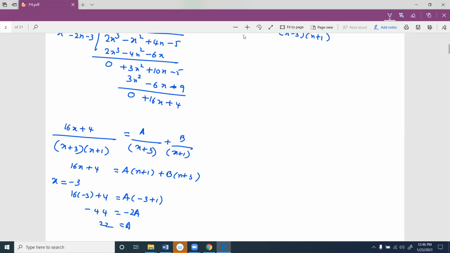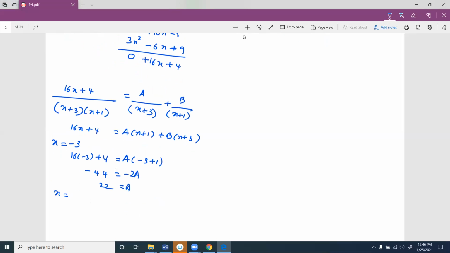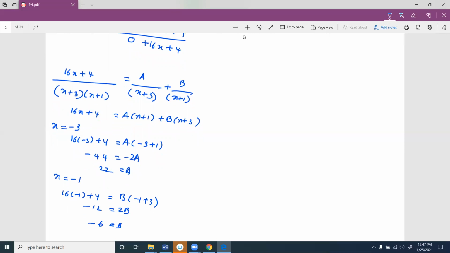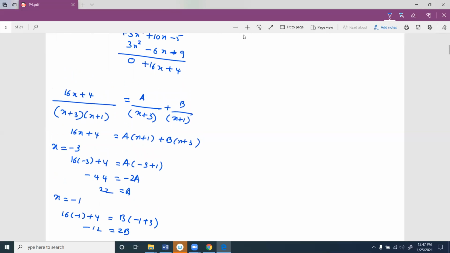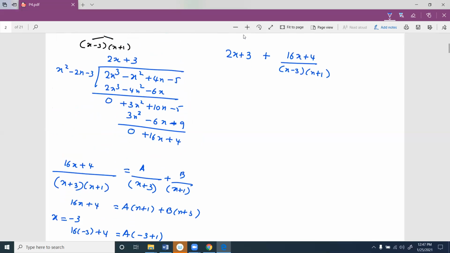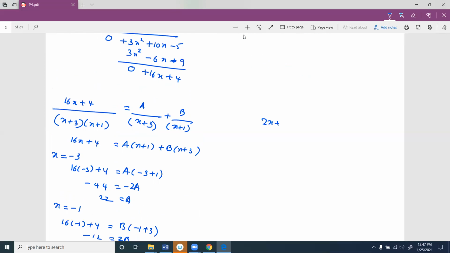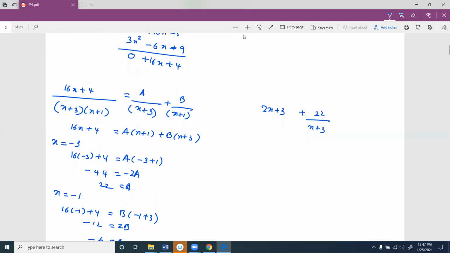Okay. Then if you need to get the value of B, you can make x equal to minus 1. 16 into minus 1 plus 4 equals B times minus 1 minus 3. So that turns up to minus 4B equals minus 16 plus 4, which is minus 12. Therefore, B equals 3, right? Okay. Then you can write it this way: the final answer is 2x plus 3, the complete number, plus A over x minus 3 and B over x plus 1. That's the answer we need to get. That's a way of doing this kind of question.